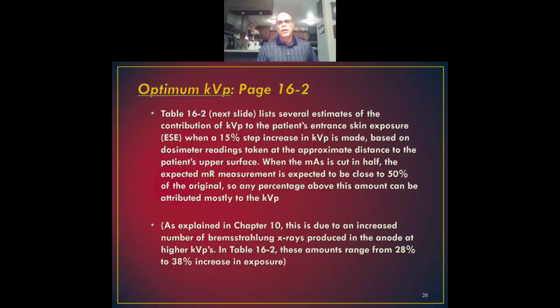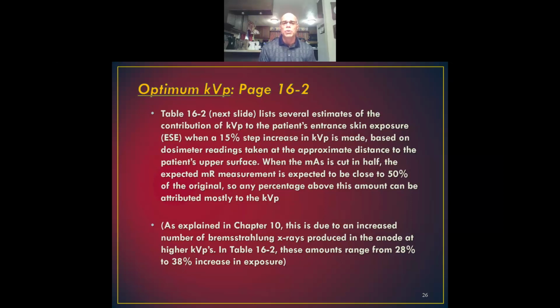Okay, so on page 16-2, that's the figure. Table 16.2 on page 256 lists several estimates of the contribution of kVp to the patient's entrance skin exposure when the 15% step increase in kVp is made. In other words, they're taking measurements as we're making incremental steps of 15% increase in our kVp, and at the same time reducing our mAs in half.